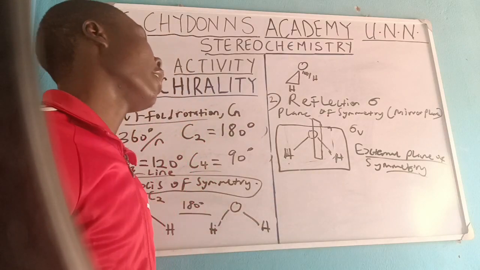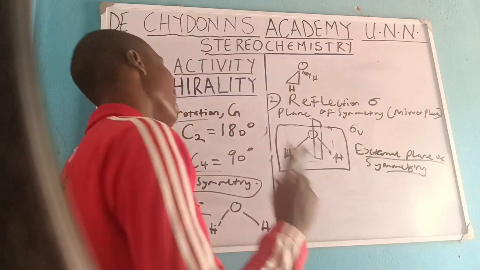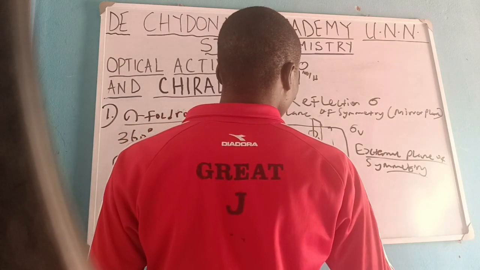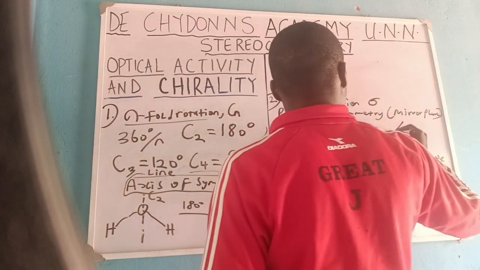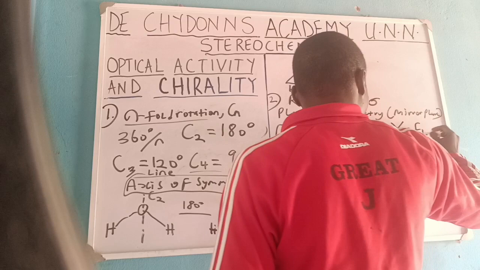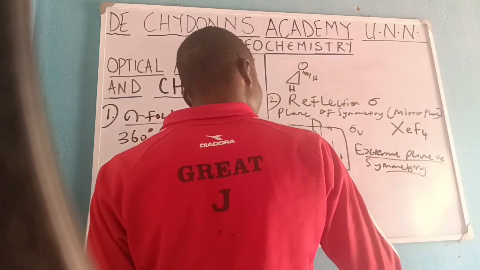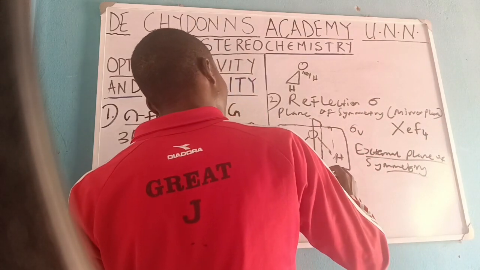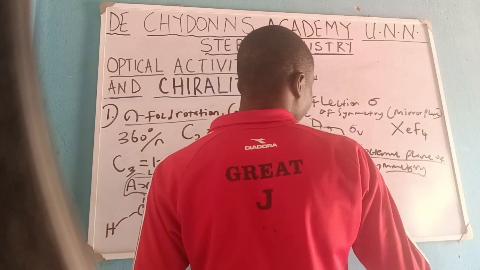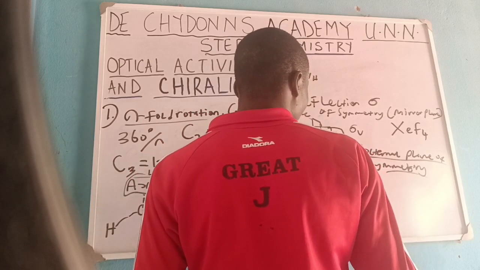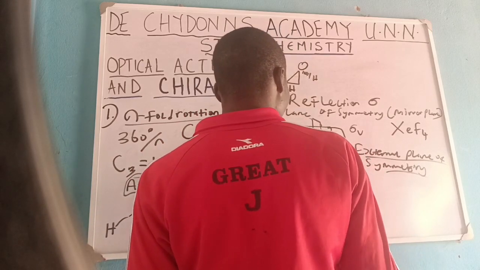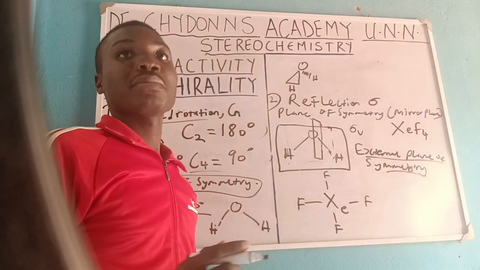Let's look at another compound, so I'll come to understand another important part of this. Let's look at xenon tetrafluoride. Now xenon tetrafluoride is XeF4. So this is xenon, and then we have a fluorine atom, a fluorine atom, a fluorine atom, and a fluorine atom. So this is xenon tetrafluoride.